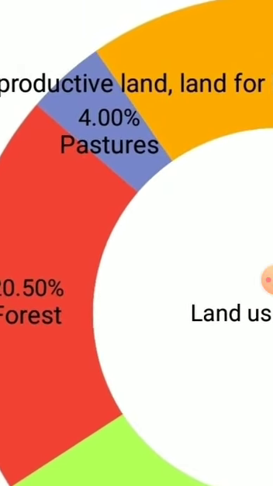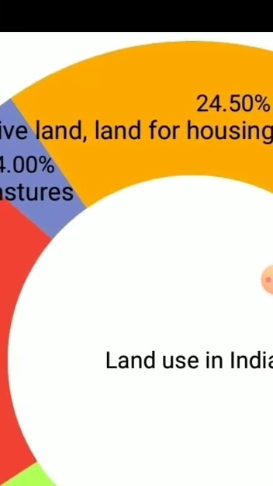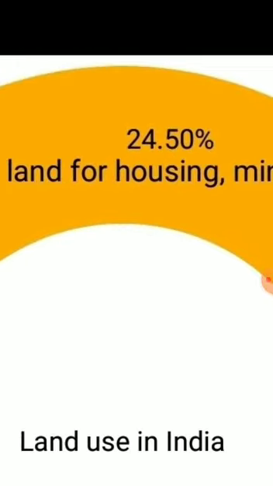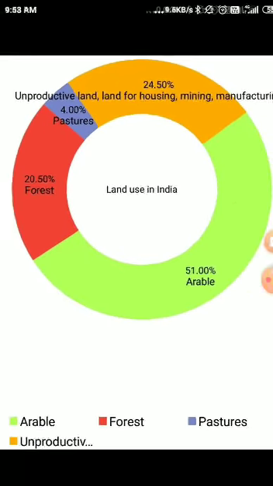4% of India's land is covered by pastures, and the rest of the land includes unproductive land and land used for non-agricultural purposes like housing, mining, manufacturing, etc. And that is around 24.50% of total land area of India.